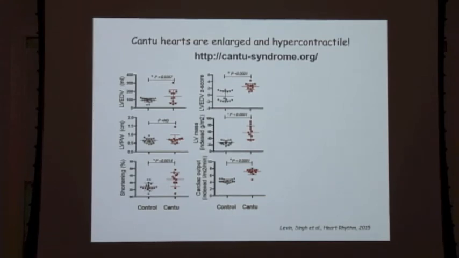We can show in the patients by looking systematically at Cantu patients that they really do have bigger hearts. Left ventricular end diastolic volume is increased. Left ventricular mass is about double in these people. The extent of shortening is greater, so the cardiac output is greater, so they have enhanced contractility.